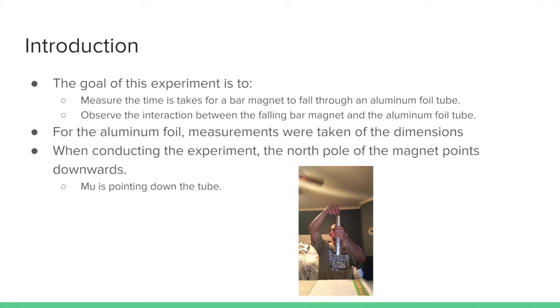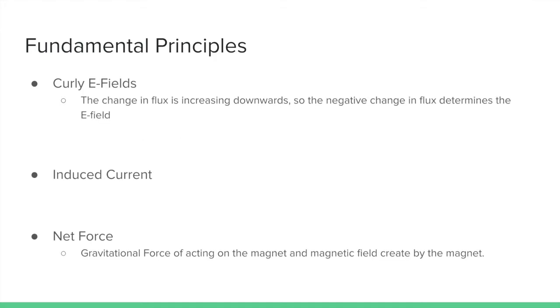Before we start the experiment, you have to have a couple measurements, as well as determine where the north pole of the magnet points. For the measurements, you need the dimensions of the aluminum foil, as well as the mu value you got from last lab.